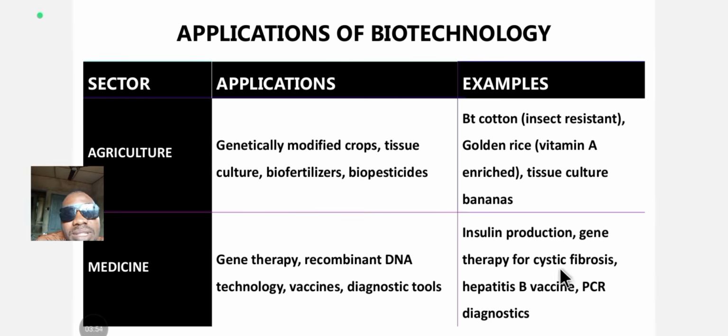Cystic fibrosis is a multi-dimensional disease. It can affect the respiratory system, it can also affect the digestive system, and it's not just those two. It also affects other systems too. So you also have the hepatitis B vaccine and the PCR diagnostics, that's for diagnostic kits, and so on and so forth.